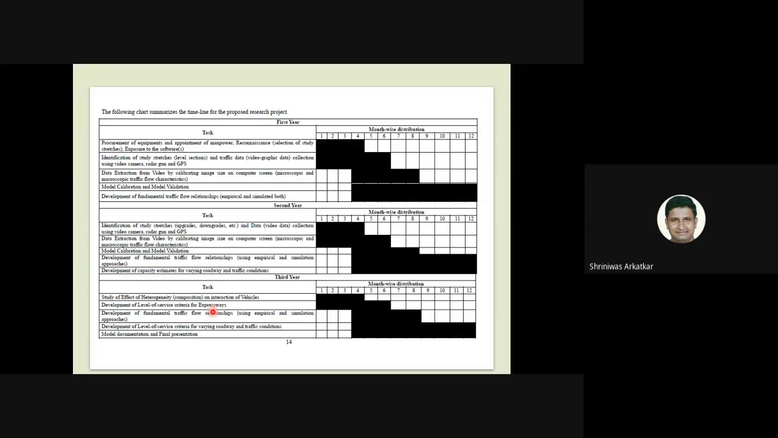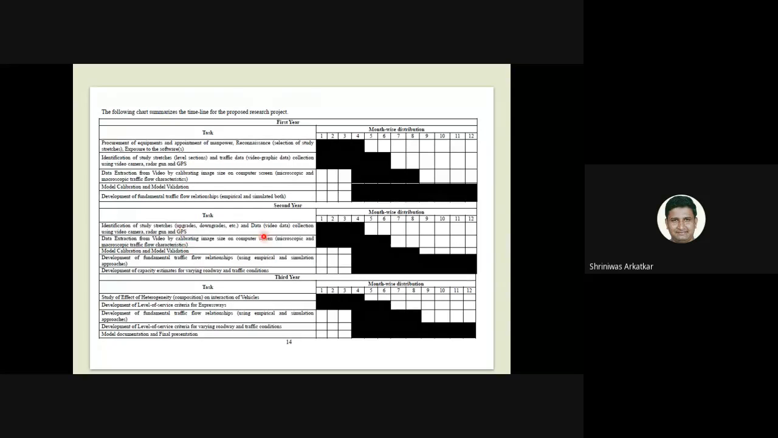Maybe minor equipment you can buy if it is required, but 90% of your procurement should be done in your first 6 months. Whatever government procedures you want to follow, tendering and so on, should all be done right in your first year, and you should be ready with your equipment so that you can go ahead with the task in the second year, and then finally the analysis.